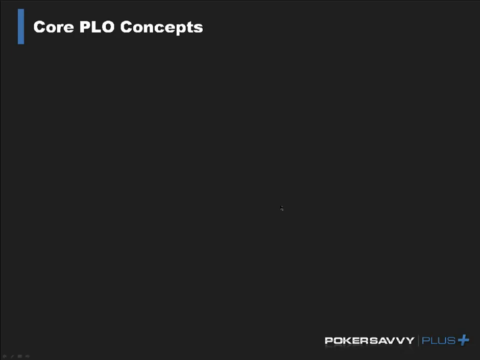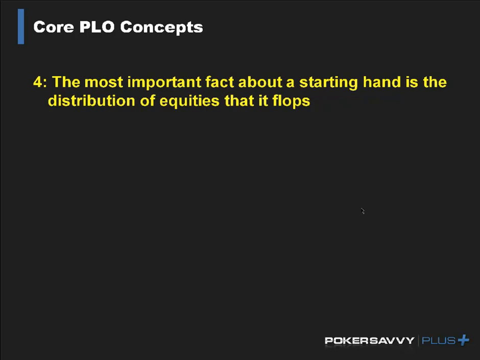All right, so number 4, the most important fact about a starting hand is the distribution of equities that it flops. This is probably, if I were to pick one of these 6 concepts, I would say this is the most important. This is the most important for a person starting in PLO to get a handle on and to use to adjust their thinking about the game. I'm going to define 2 different extremes and then talk about there being a spectrum in between those extremes. So I'm going to just click in.